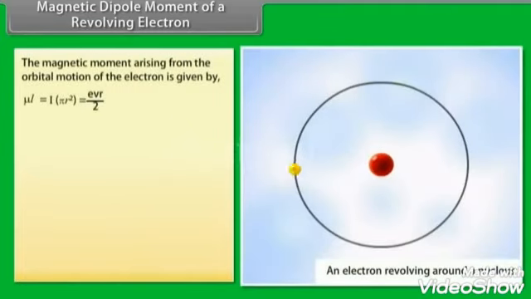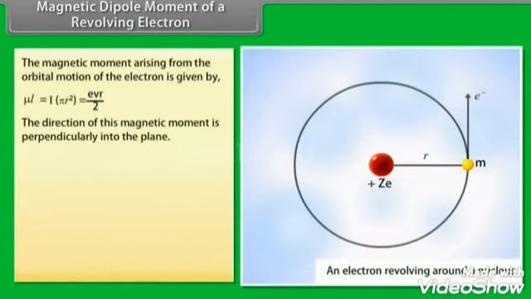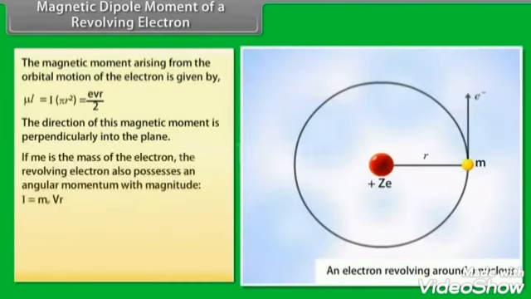Magnetic dipole moment of a revolving electron. The magnetic moment arising from the orbital motion of the electron is given by mu L is equal to I into pi r square. It is equal to e v r by 2. The direction of the magnetic moment is perpendicular to the plane.